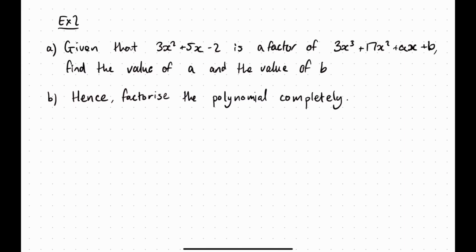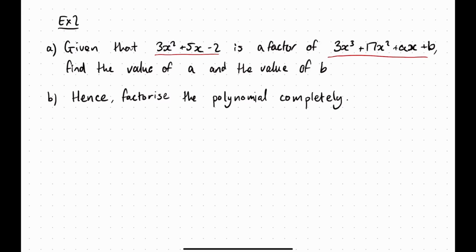Example 2 is a more complex idea here. It says, given that 3x squared plus 5x minus 2 is a factor of 3x cubed plus 17x squared plus ax plus b, find the value of a and the value of b, and hence factorize the polynomial completely. Okay, so in our polynomial of degree 3, we've got 2 unknowns. Okay, however, we've been told that this quadratic here is a factor.